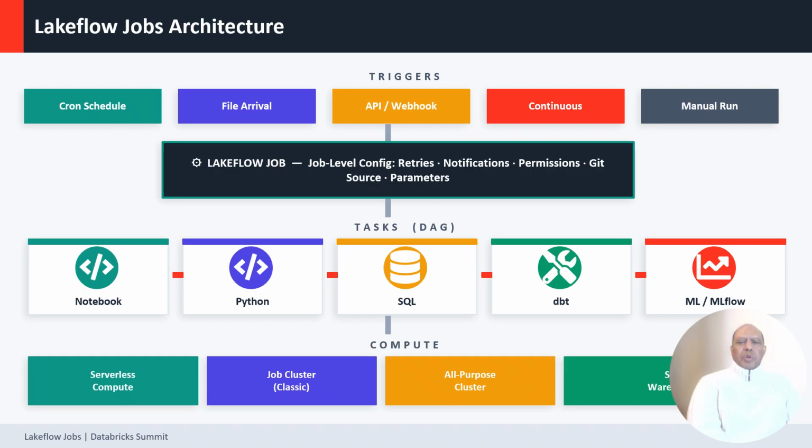At the bottom is compute, and that is where a critical architecture decision gets made for every task: serverless compute, job clusters, all-purpose clusters, or SQL warehouse. We will dig into this in detail shortly, but the rule of thumb is serverless for standard workloads, job clusters for large-scale or custom configuration.